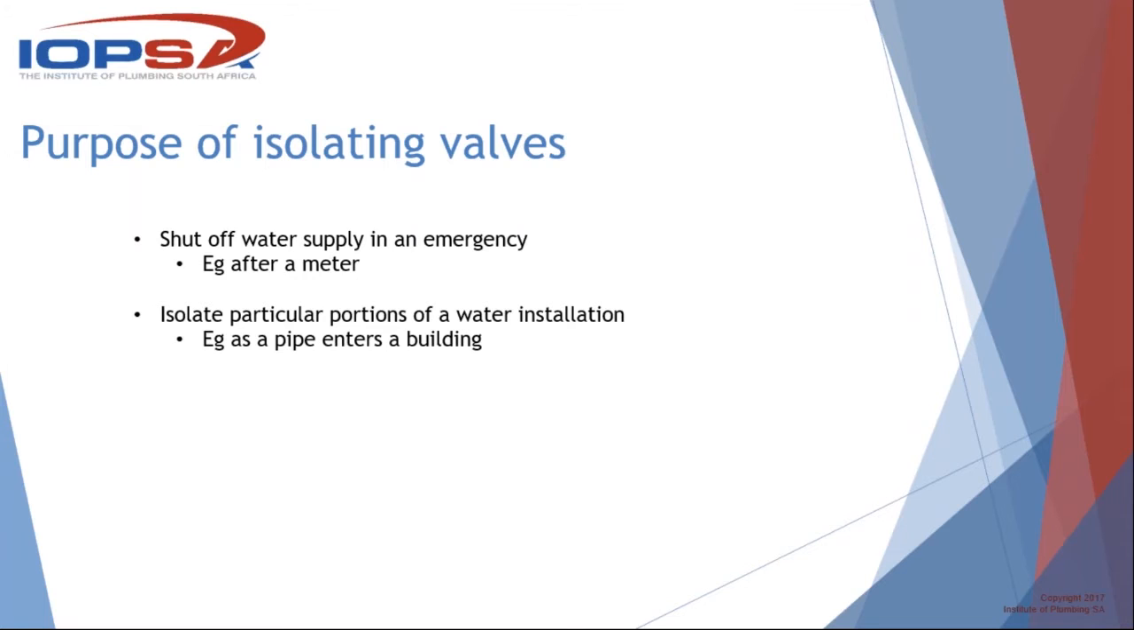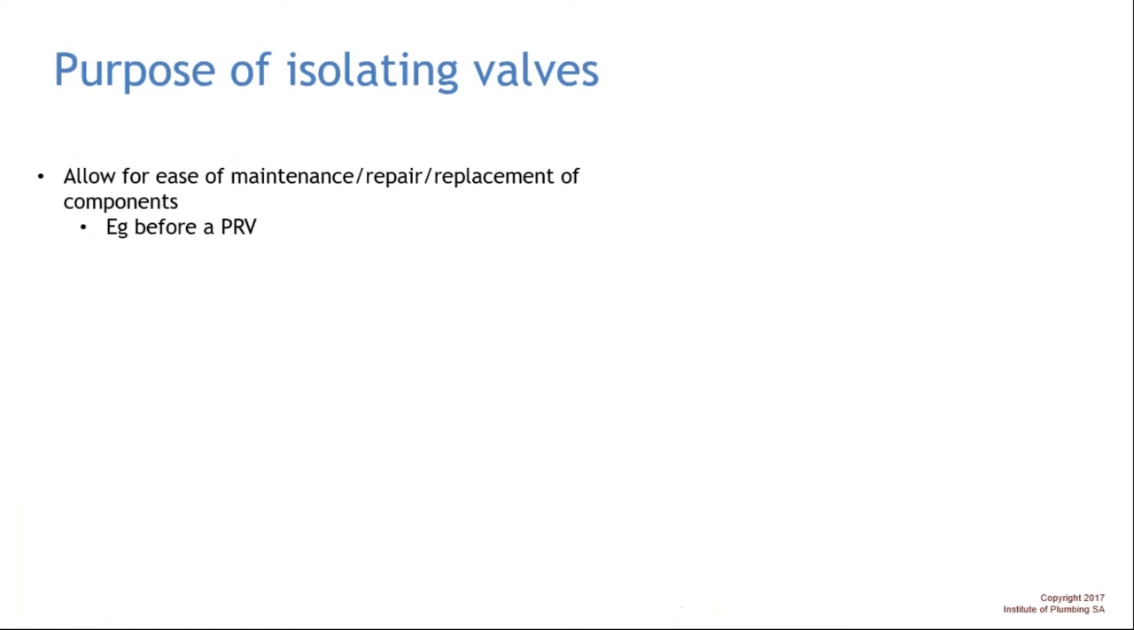Number two is to isolate particular portions of a water installation. What do we mean by that? Well, depending on the installation, and remember, we're talking about broad strokes here. It could be any installation. It could be a geyser, or an entire complex, or whatever. So you need to be able to isolate certain portions of any installation, whether that be a section of pipe, a valve, a geyser or whatever. So that's the second important function or purpose of an isolating valve.